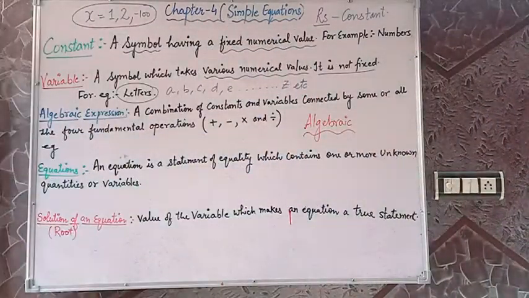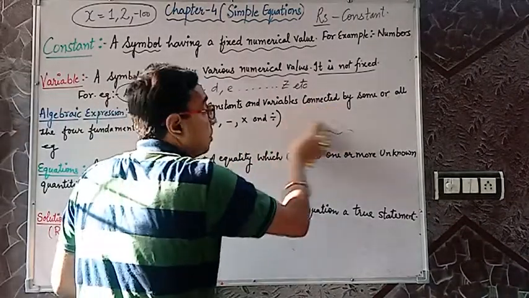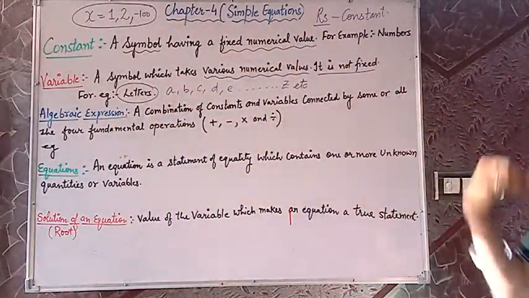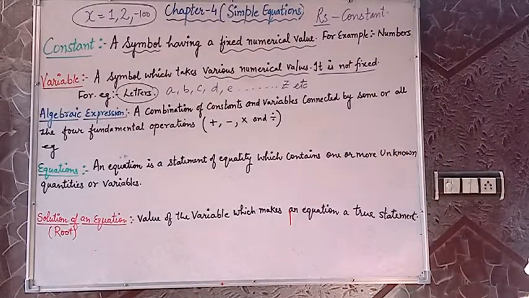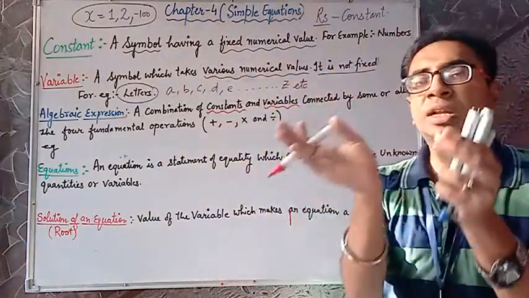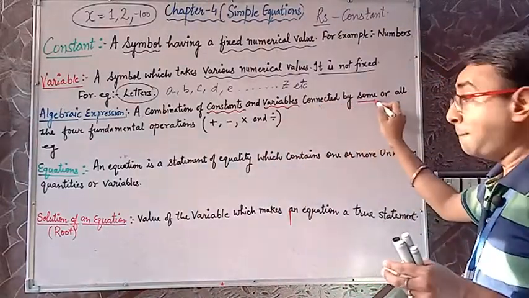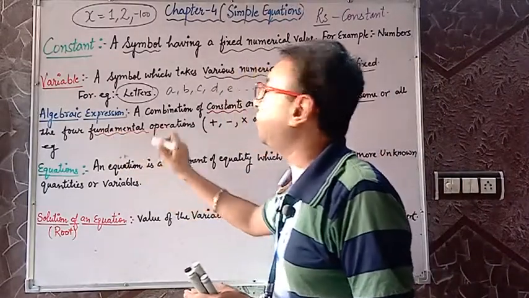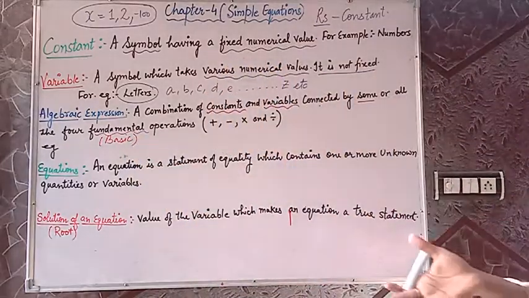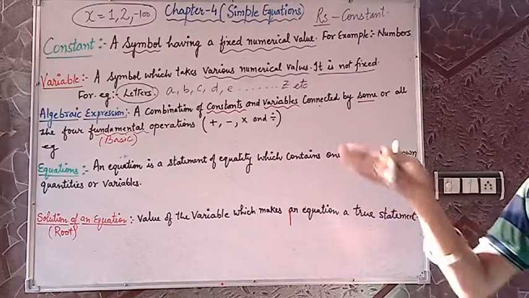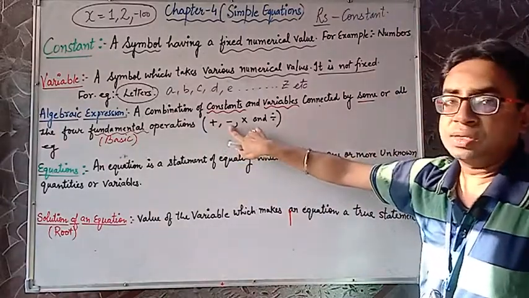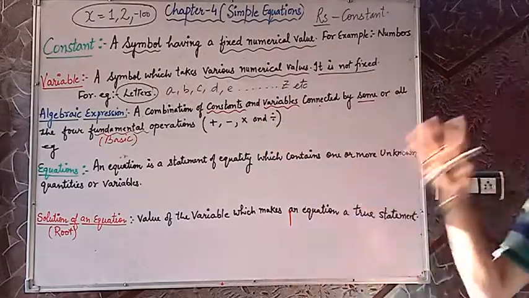Now expression. Expression means the way of writing, the way of expressing something. But in maths, how can we express? We can express anything in the form of numbers, in the form of operations. Yes or no? So an algebraic expression is a combination of constants, variables, connected by some or all of the fundamental operations. What do you mean by fundamental? Fundamental means basic, which we basically always use. Plus, minus, multiply, divide. What are the 4 basic fundamental operations? Addition, subtraction, multiplication and division. Are we clear? These are the 4 basic operations.